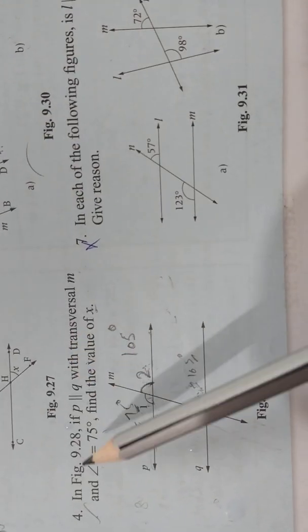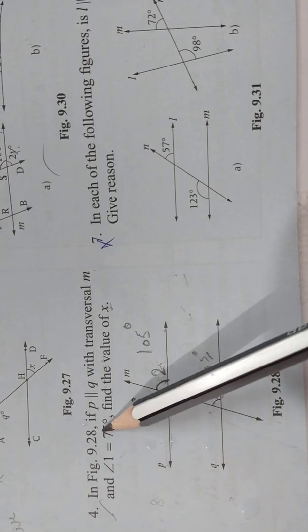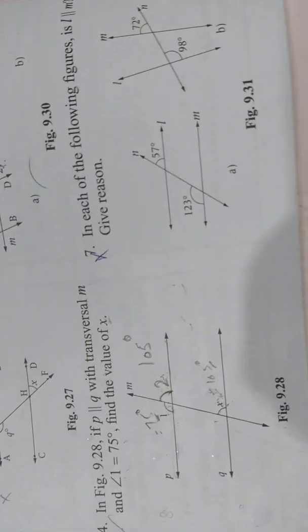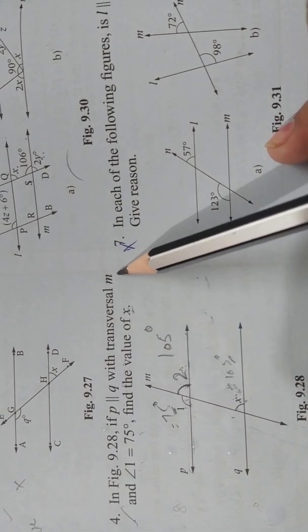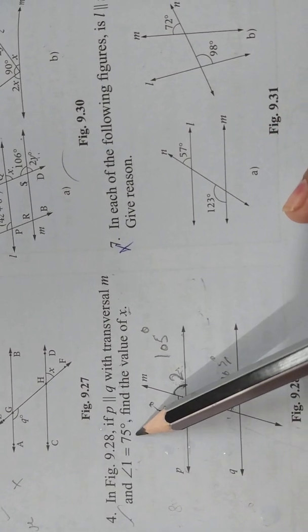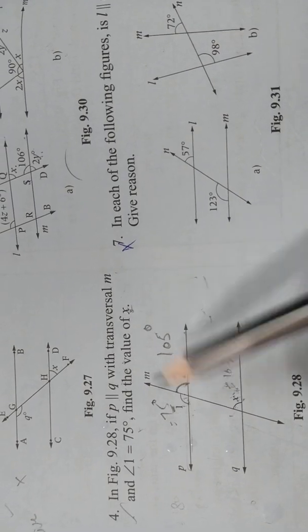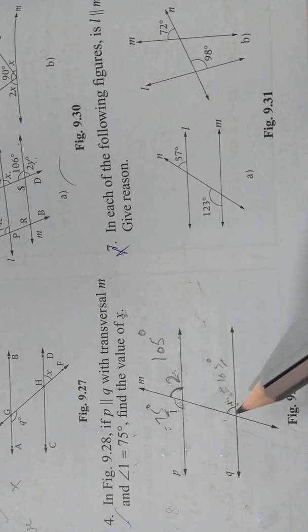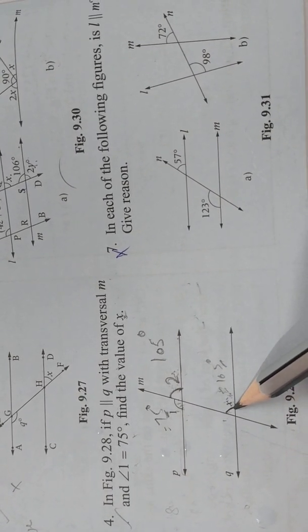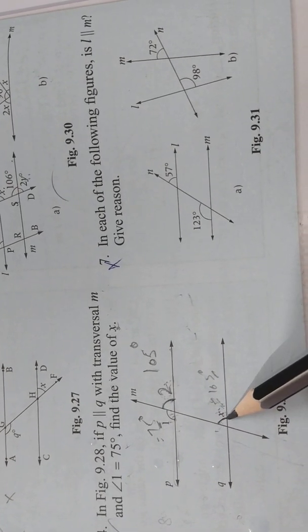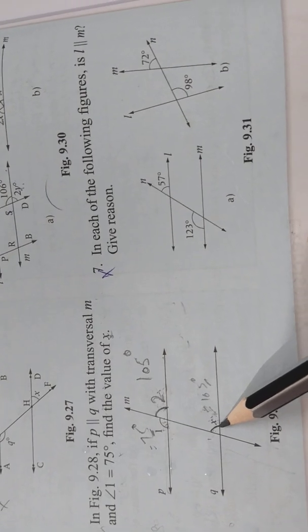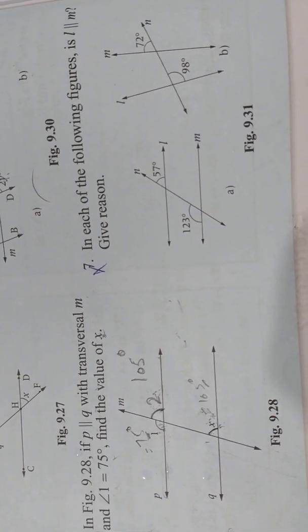Now question number 4. In figure 9.28, this is the figure. P is parallel to Q with transversal M and angle 1 is 75 degree. Find the value of x. Angle 1 is given to us and angle x, but the value of only angle 1 is given. We have to find the value of x. But how can we find it? Just wait.